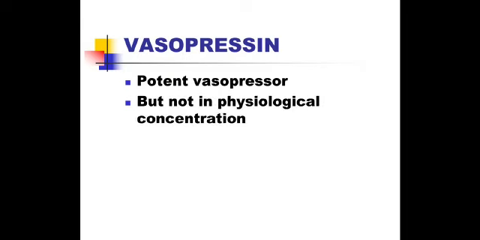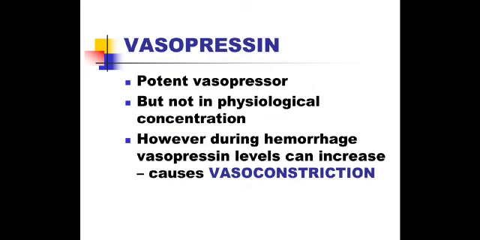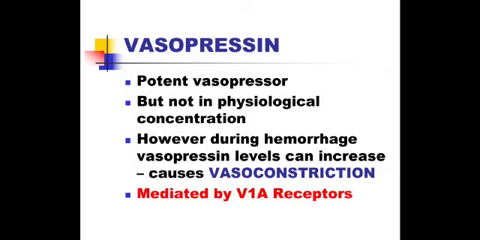As you all know, the maintenance of extracellular fluid volume is more important than maintenance of osmolarity. It is a potent vasoconstrictor in pharmacological doses, not in physiological concentration. However, it is secreted or released during emergencies like hemorrhage, and thereby it's a protective phenomenon causing vasoconstriction. It is mediated by V1A receptors.